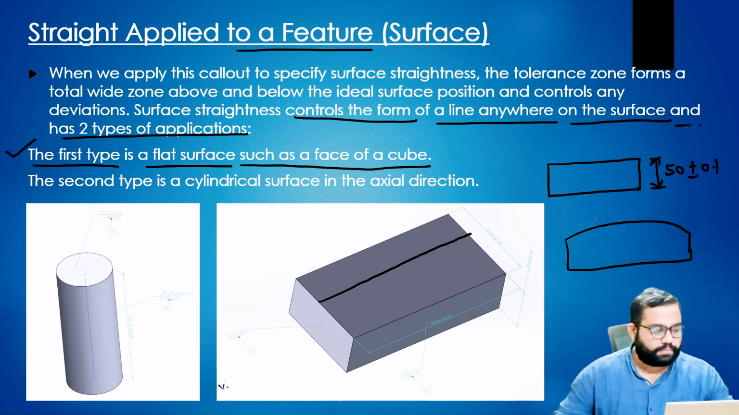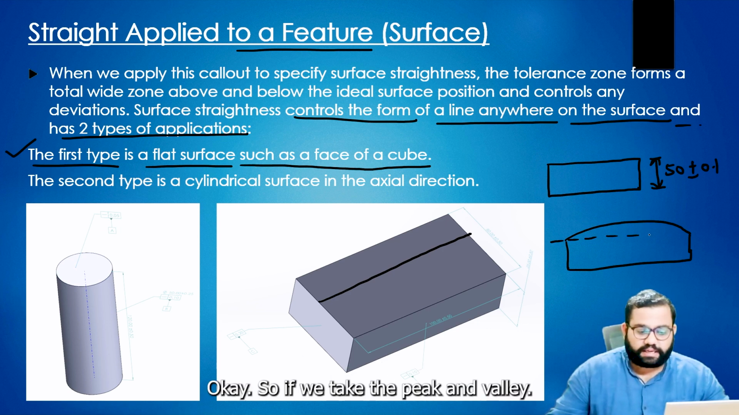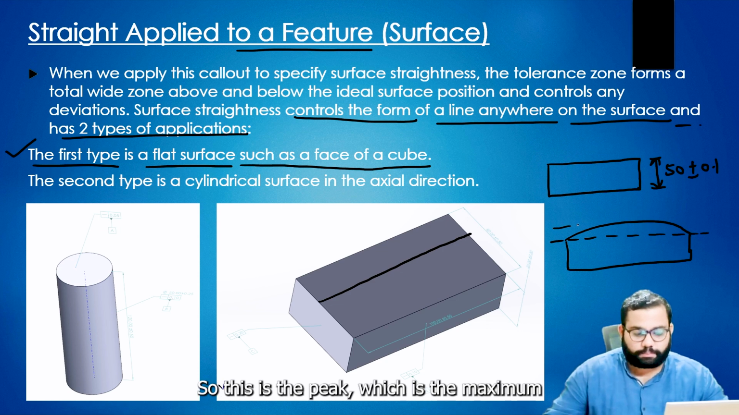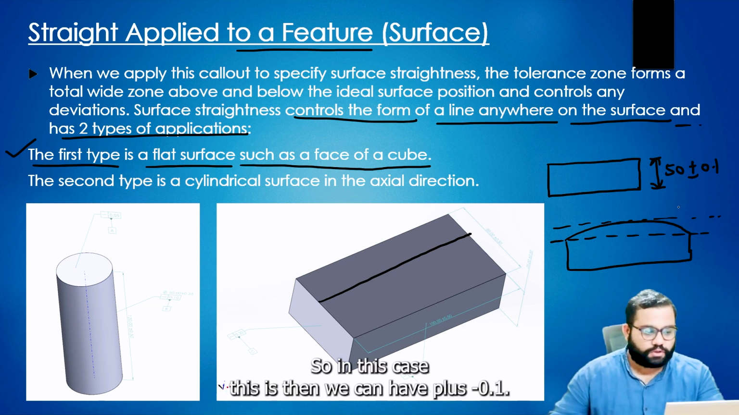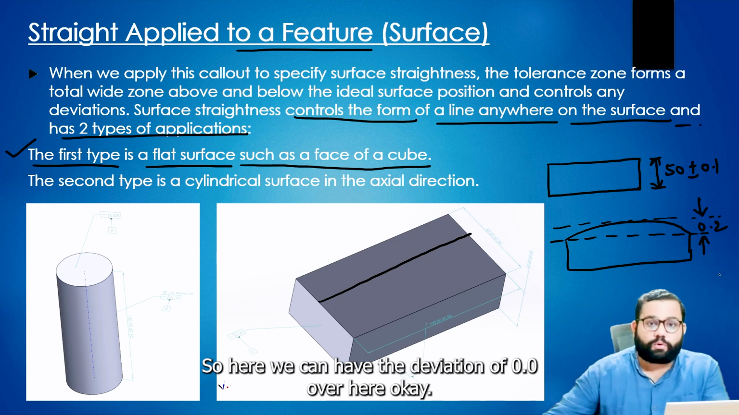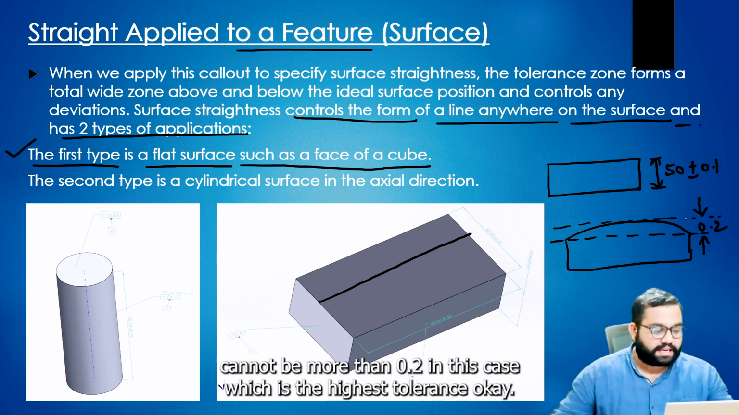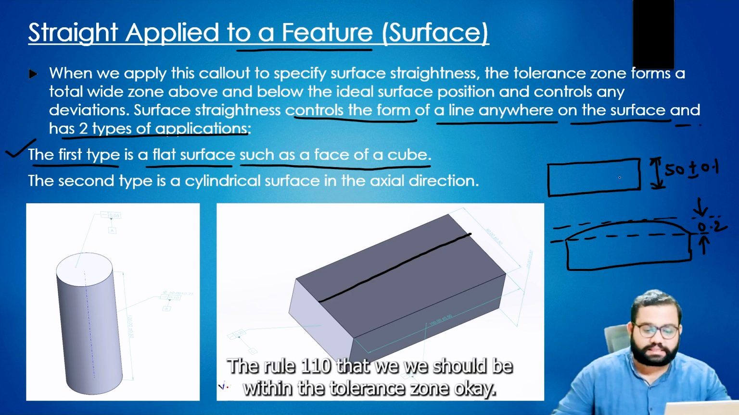And we take the height between the peak and valley. So this is the peak, which is the maximum allowable deviation we can have, and this is the valley, which is the minimum. In this case, this distance we can have plus minus 0.1, so here we can have a deviation of 0.2 mm. The difference cannot be more than 0.2 in this case, which is the size tolerance. So this is what rule 1 tells: that we should be within the tolerance zone.